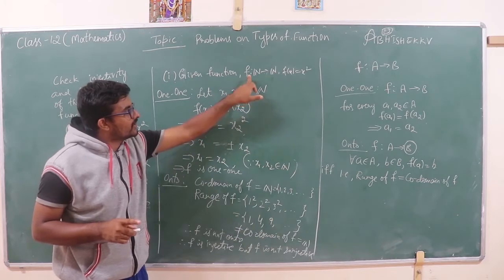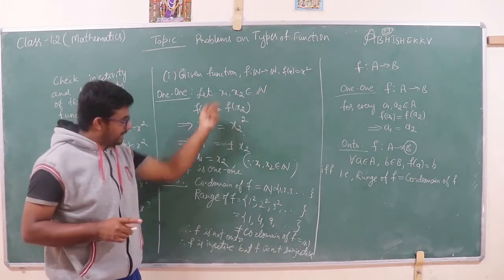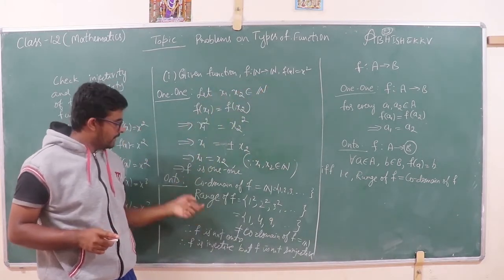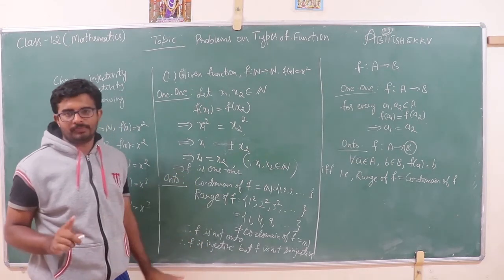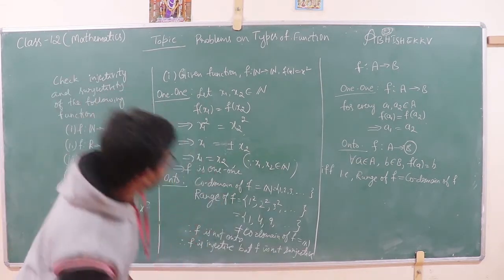Consider the function f from natural numbers to natural numbers. Then for the given function, this is 1-1 but not onto. Okay, let's move on to the next one. Please note down this.